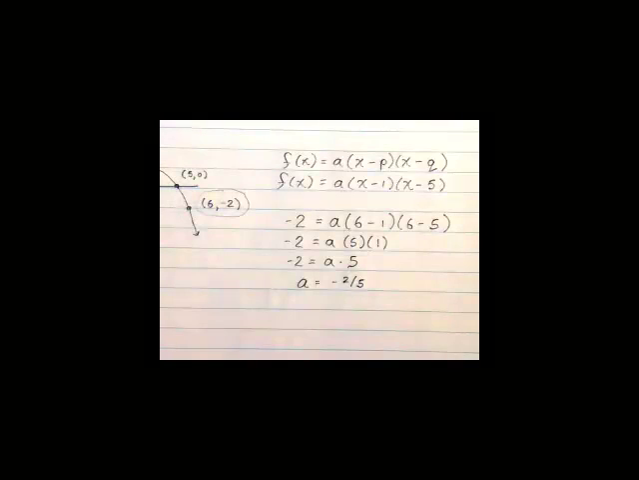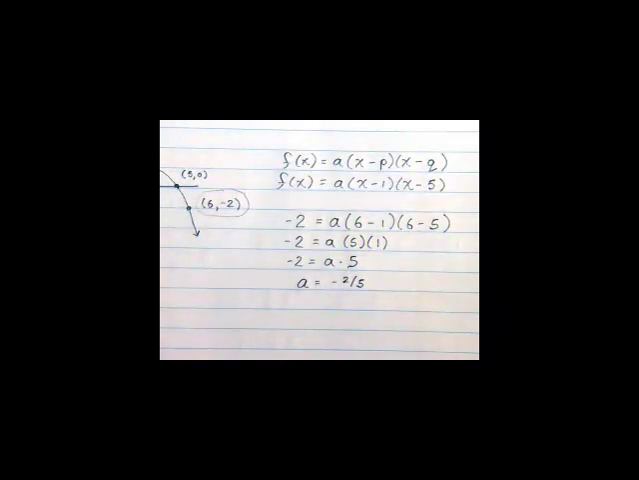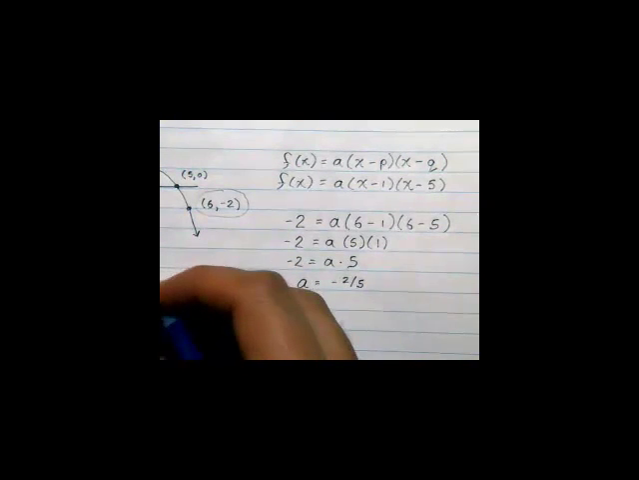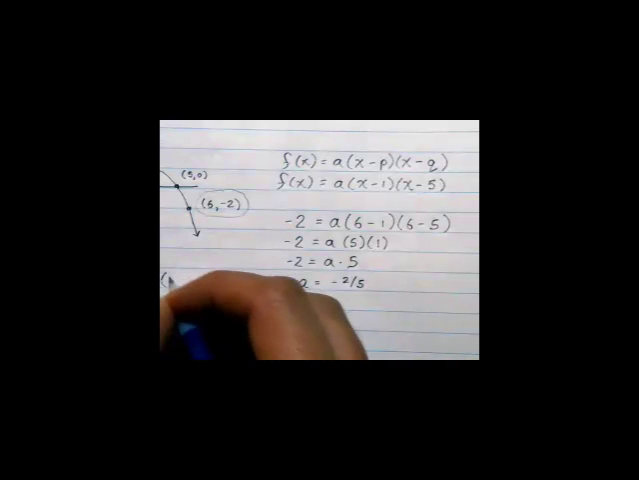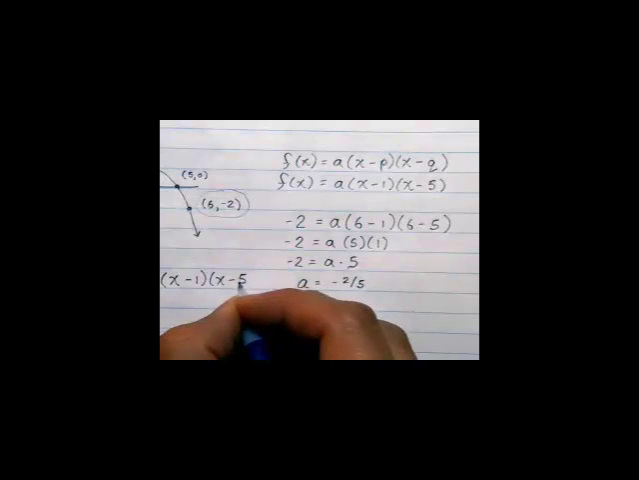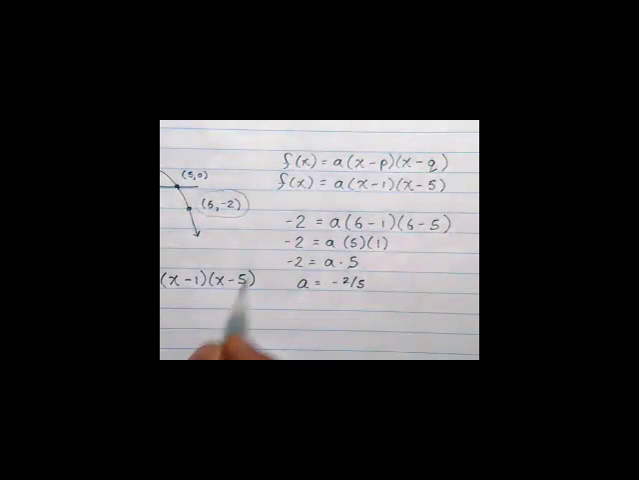All right, so now I can take that little a and put it back in to what I had right here. So my final equation with the a plugged in for this parabola is going to be f of x equals negative 2/5 times x minus 1 times x minus 5. You don't need to multiply this all out together. You can leave it in intercept form just like that, and it's fine.